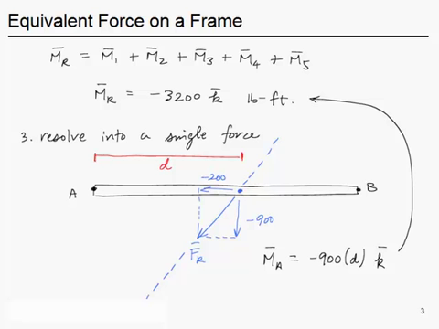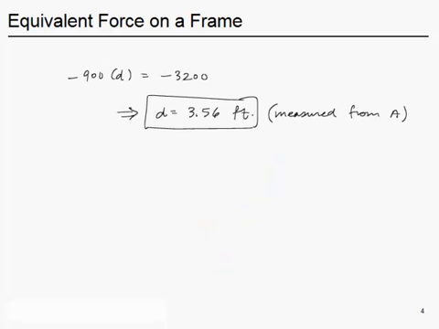And when we break it down into components, i and j of the force Fr, it's clear that the moment around A is completely defined by that minus 900j component and the distance d. And the distance d is really what we're looking for, and so by equating this equation here, which we got from the diagram, to what we know the resultant moment has to be, we're able to solve for that distance d is 3.56 feet measured from A.